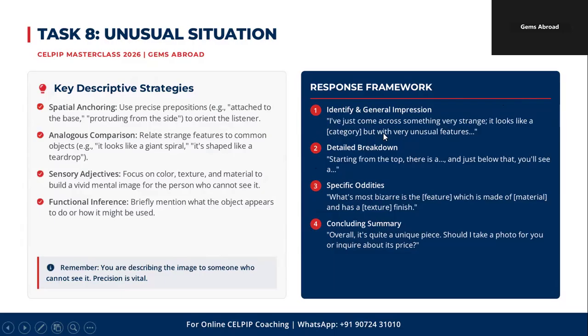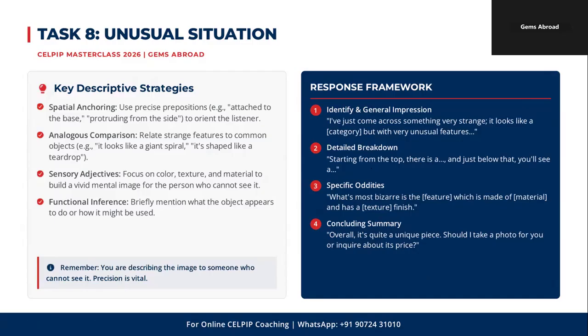First, tell the listener what kind of object or situation you are looking at. Then describe it systematically. You can use spatial language: at the top, underneath, on the side, attached to, protruding from. And you can also make comparisons. For example, it looks like a giant spiral, or it is shaped like a teardrop.